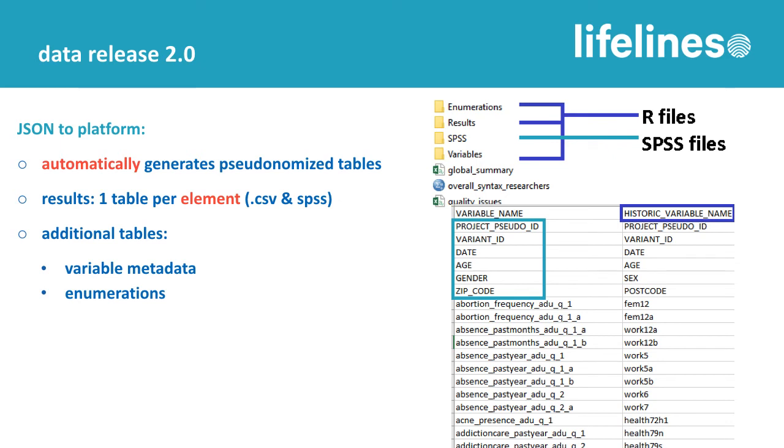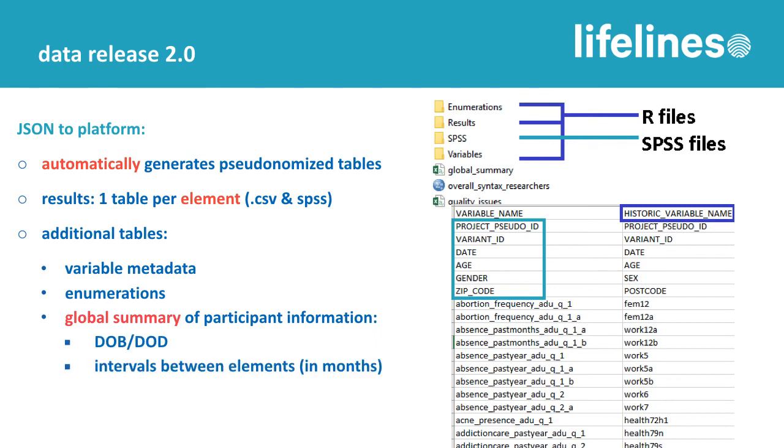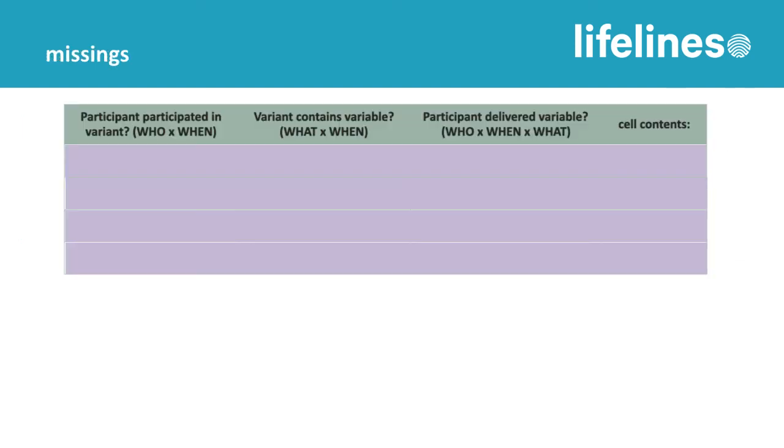We will give some information on enumerations. This is the new term for our answer codes in questionnaires. So 1 meaning yes, 2 meaning no, that's enumerations. And we will give you a global summary containing participant information, so date of birth, date of death, and more importantly, intervals between elements. So each participant will have participated in certain elements, and the time between them will be given. And which is not yet complete but will be completed is which participants were invited for all the elements in your data set.